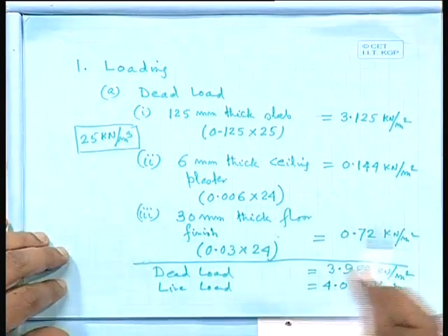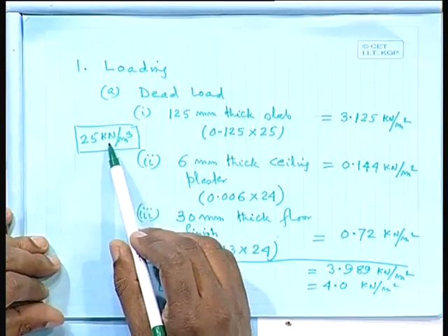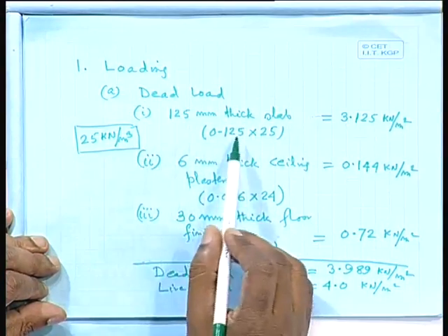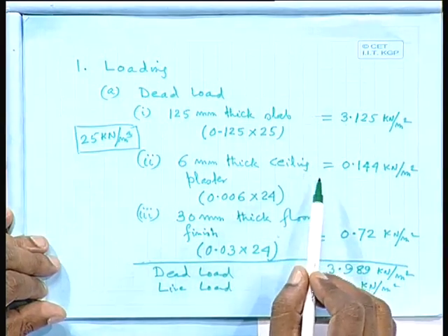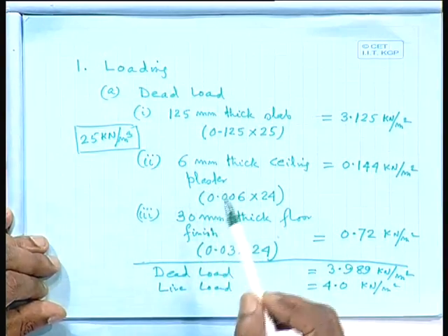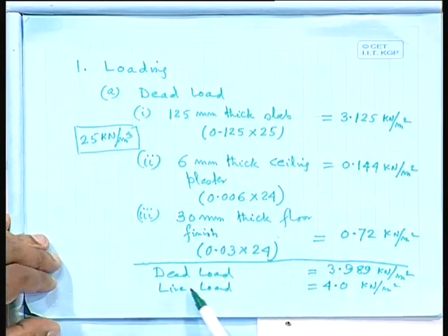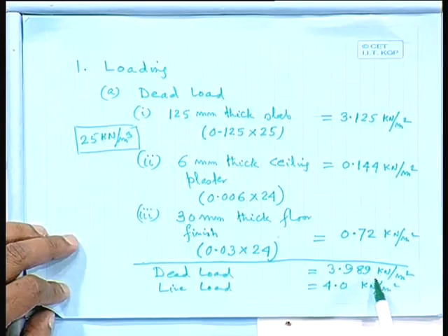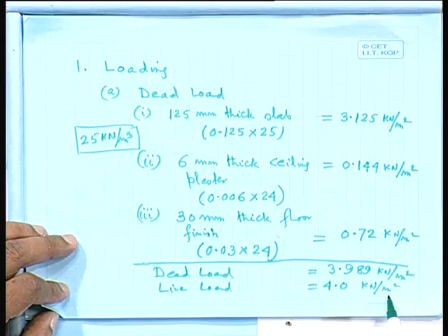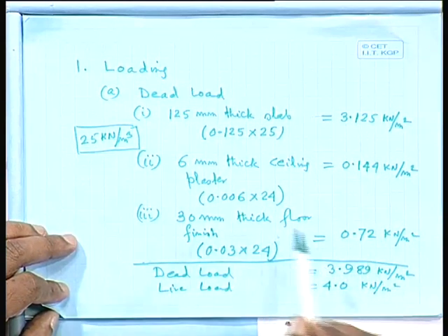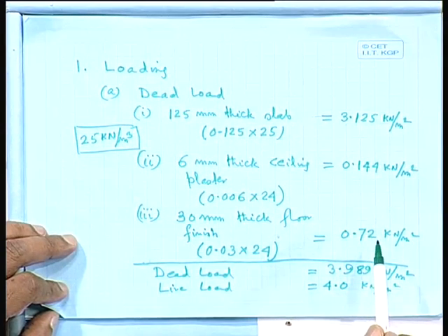We have calculated loading. Dead load we have calculated taking 25 kilonewton per meter cube for the concrete unit weight, 6 millimeter thick ceiling plaster at the bottom of the slab, and 30 millimeter thick floor finish at the top of the slab. Taking that, we are getting dead load 3.989 kilonewton per square meter, and live load we have taken 4 kilonewton per square meter. Since it is not mentioned, we have taken 4 kilonewton per square meter, but for a specific purpose for that particular building, we can get the appropriate loading from IS 875.